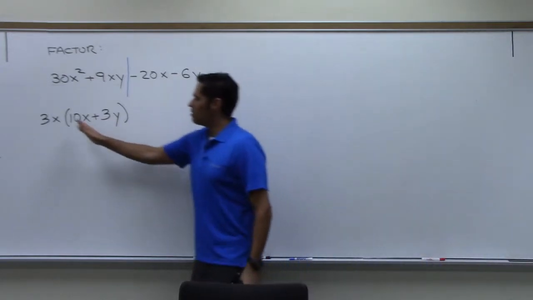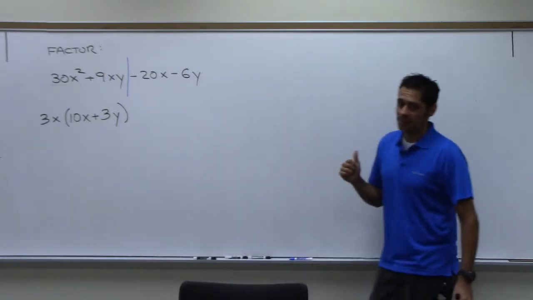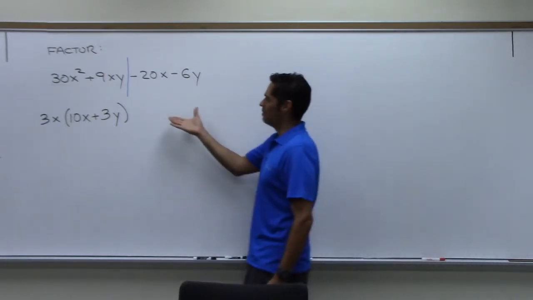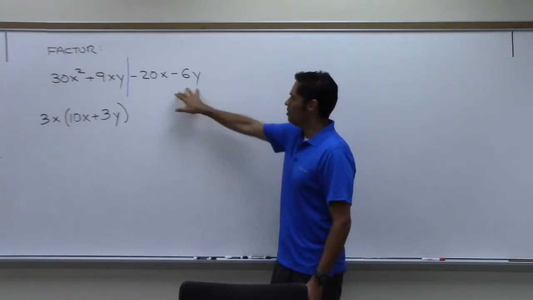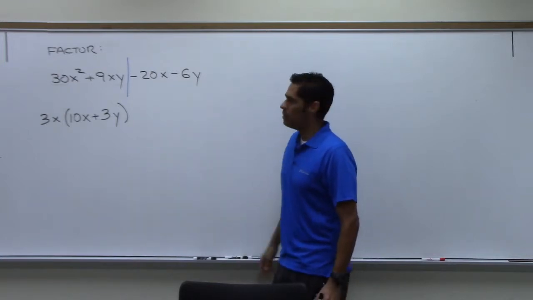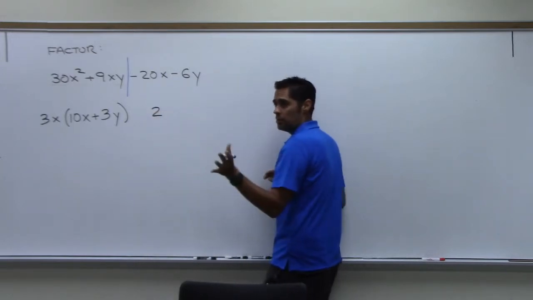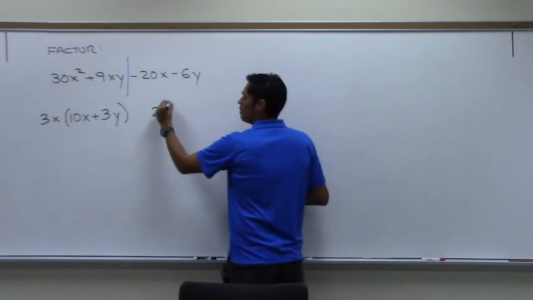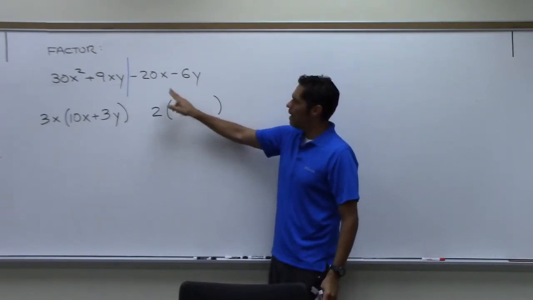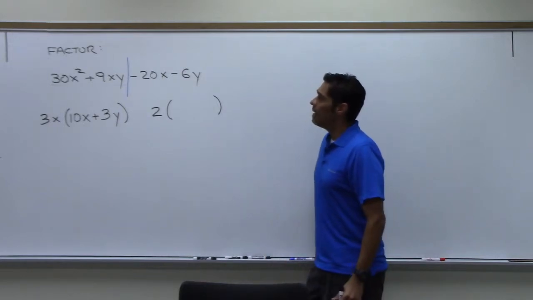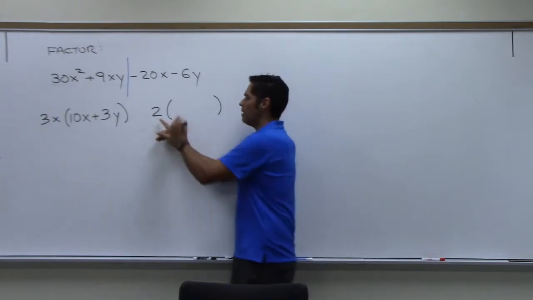So you can always double check: just multiply this through, and you should get back those two terms. After I'm done with that, Rebecca, what would you do here? GCF here, and what do you see? 2? Okay, so let's put a 2 out here, because that's what you said. And then parenthesis, and you would have to put what here to get back this? Negative 10x, right? Does everyone see that? I would need a negative 10x here.